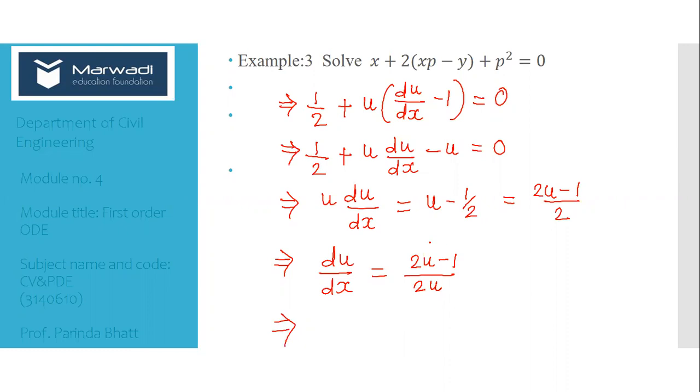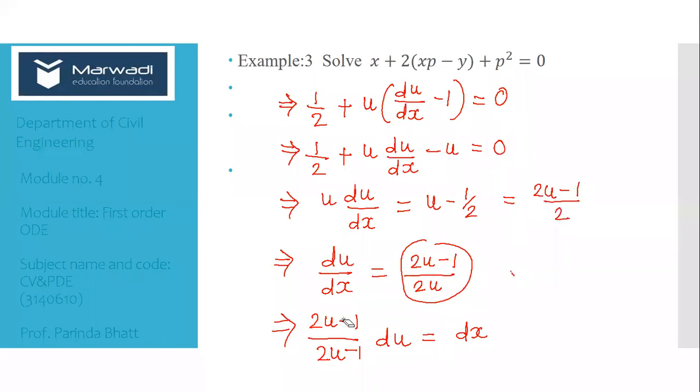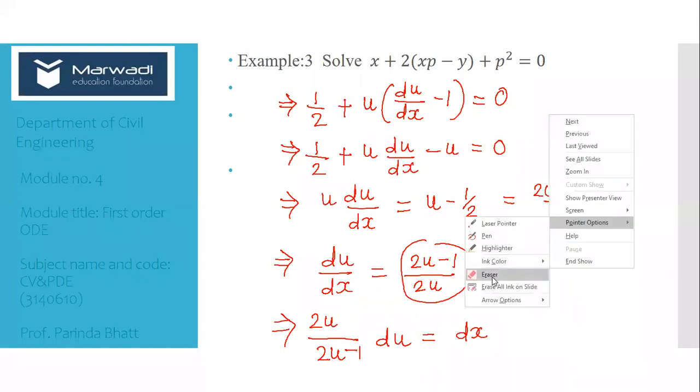Now, this is the whole function with the u. Therefore, move on to the left side with the du. Therefore, 2u minus 1 by 2u du equal to dx. Sorry, here 2u divided by 2u minus 1. Move this side. Therefore, the denominator becomes the numerator and the numerator becomes the denominator.